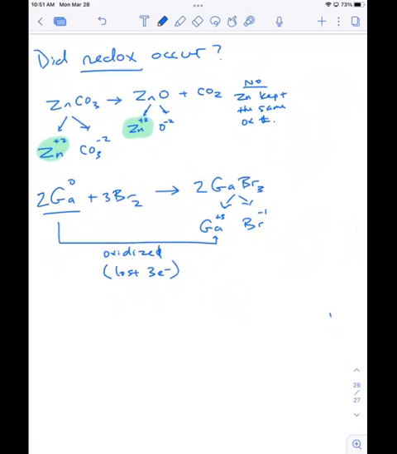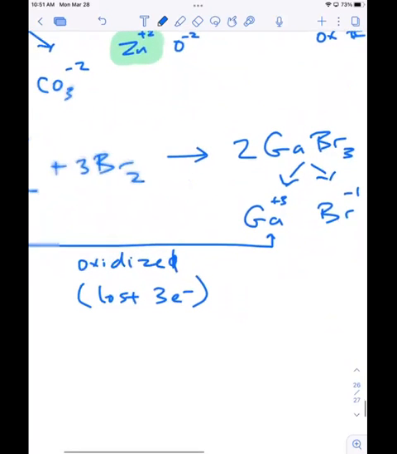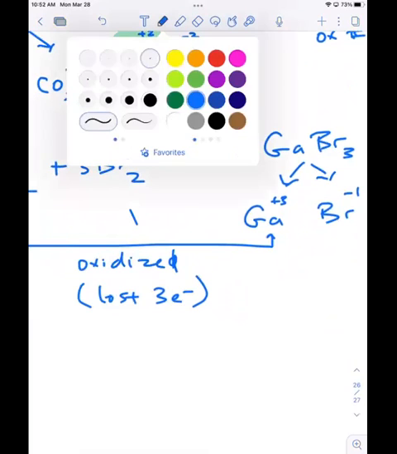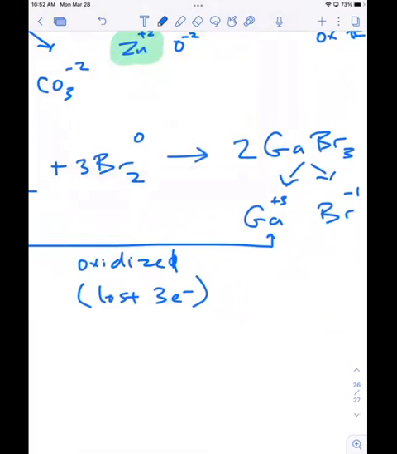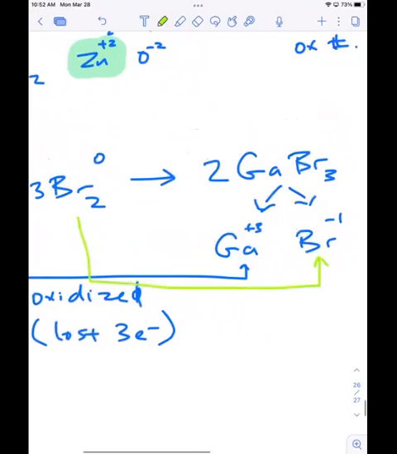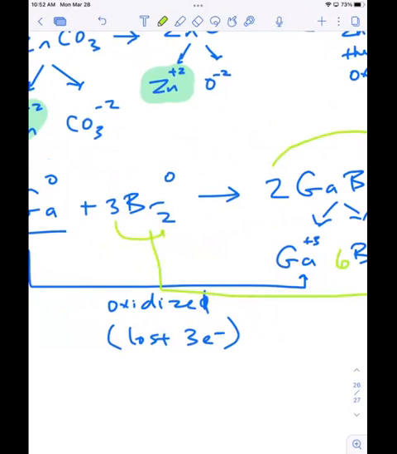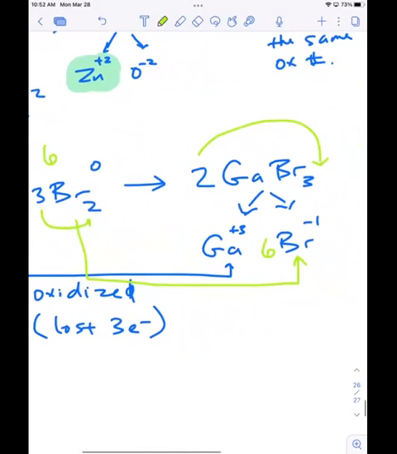And then by the same token, bromine is elemental also, and it's 0. The charge is 0. But on the other side of the arrow, what's the charge on bromine now? -1. Right. And if you worried about the numbers, this 2 would distribute, so that'll be 6 of those over here. And this 3 is going to distribute, so you got 6 of them over here. So it is balanced. All right.